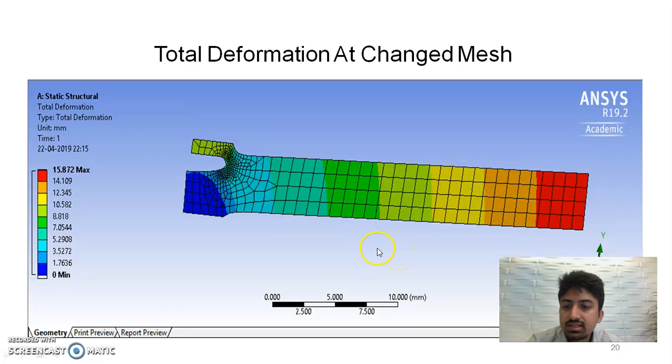So this is the total deformation at the changed mesh. That is, when we change the mesh size, it's about 15 millimeters. It is maximum at the right edge.